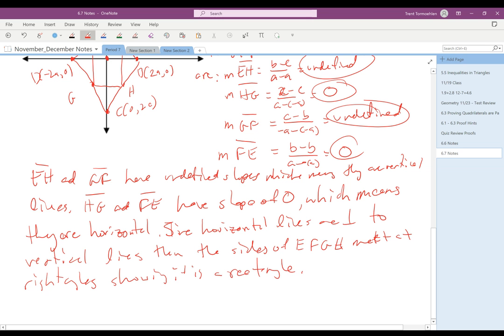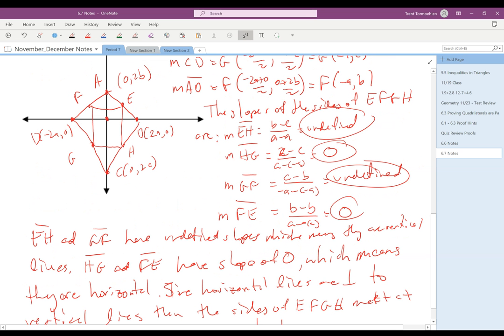And so we were able to show that when you connect the midpoints of the sides of a kite, we end up with a rectangle.